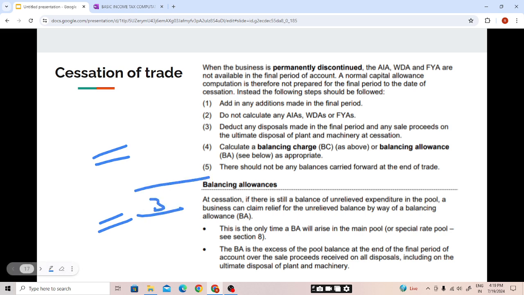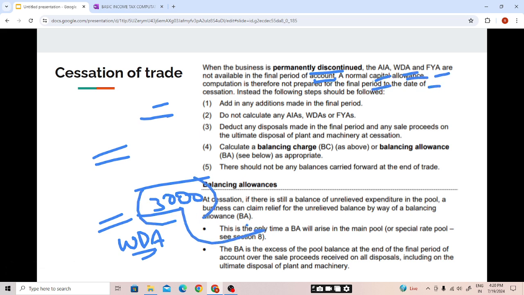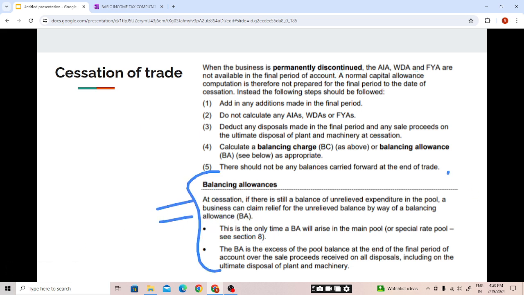If we have any positive figure left in the pool after deducting the disposal, we can't claim WDA because we are closing our business. During cessation, we will not be able to claim AIA, WDA, FIA. So this amount directly shifts to the allowance column. This is known as balancing allowance, and balancing allowance will only arise during cessation. I hope this point is clear, students. The balancing charge and balancing allowance, these two topics are very important, students. I hope this point is clear.